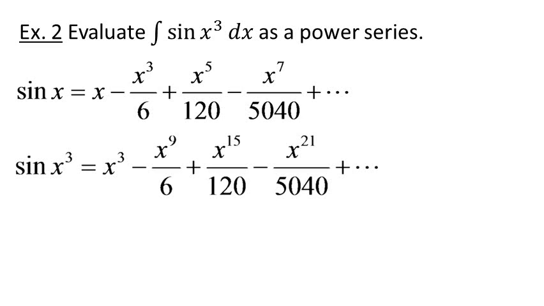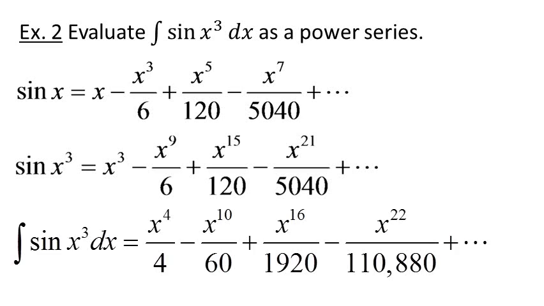I'll substitute x to the third for x, and then I'll integrate term by term. So as a power series, the integral of the sine of x cubed is x to the fourth over 4 minus x to the 10th over 60 plus x to the 16th over 1,920 minus x to the 22nd over 110,880, and so on.